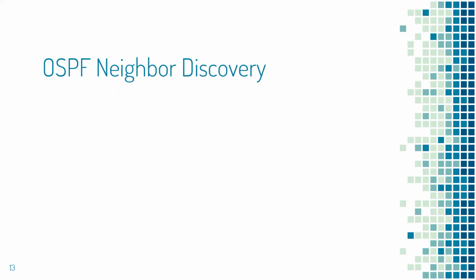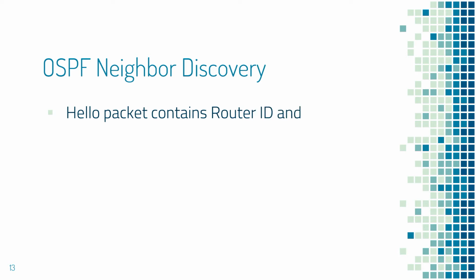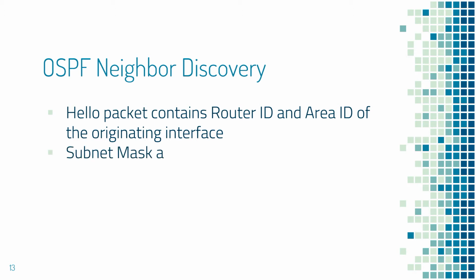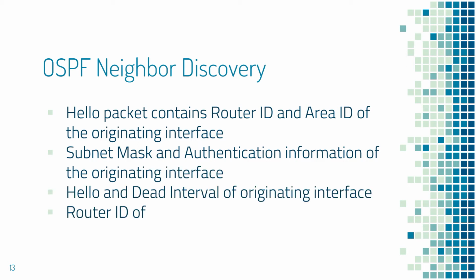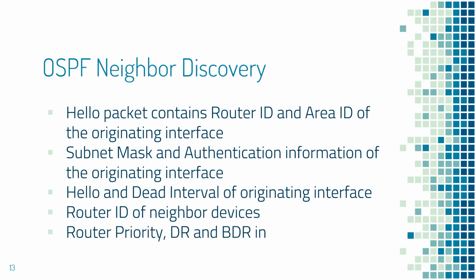How does OSPF discover its neighbors? OSPF uses the Hello protocol for neighbor discovery. The Hello packets contain the following: router ID and area ID of the originating interface, subnet mask and authentication information of the originating interface, hello and dead interval of the originating interface, the router ID of the neighbor devices, router priority, DR and BDR information, and finally, flag bits.